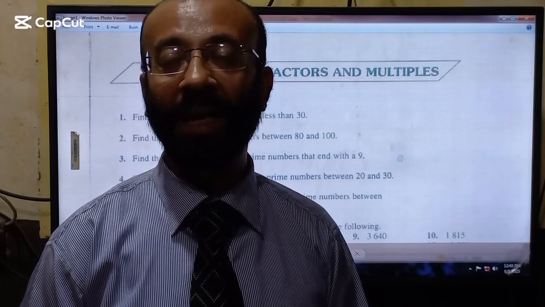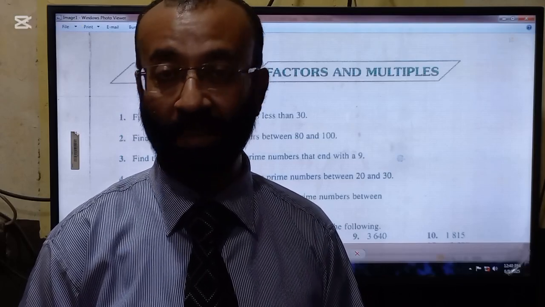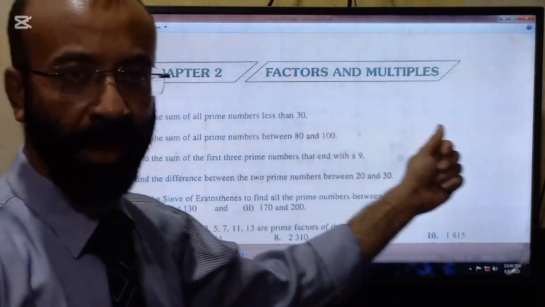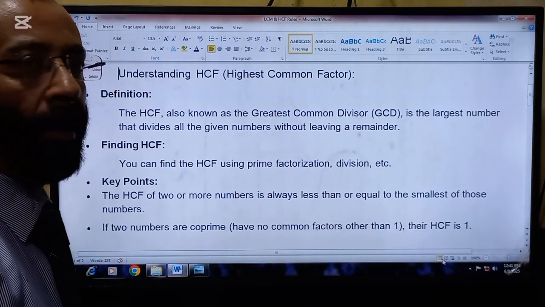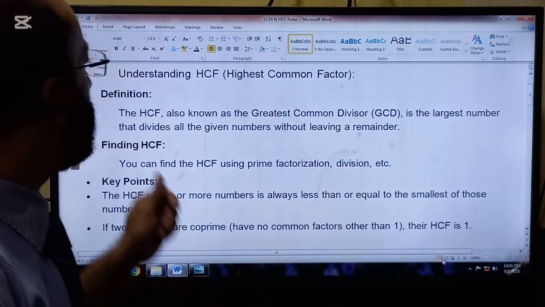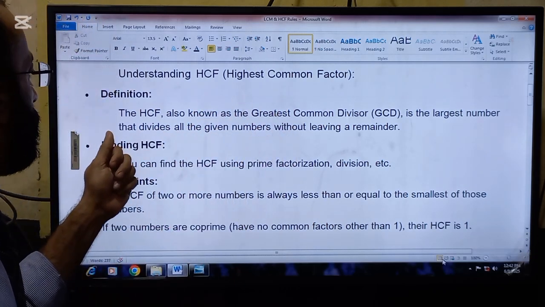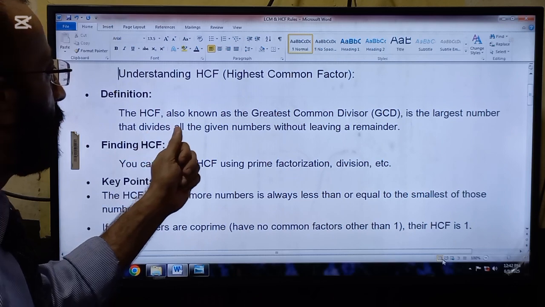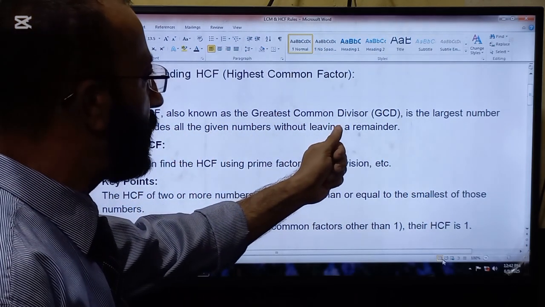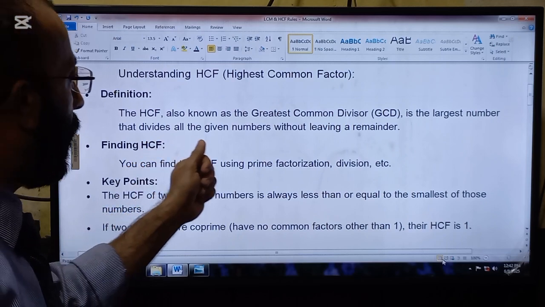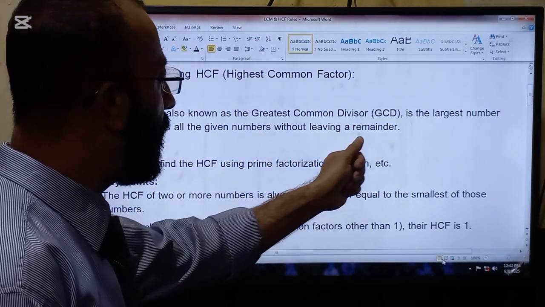Good morning, students. Our today's topic in the subject of mathematics O levels is factors and multiples. First, we are going to understand HCF, highest common factor. The definition of the HCF, also known as greatest common divisor, is the largest number that divides all the given numbers without leaving a remainder.